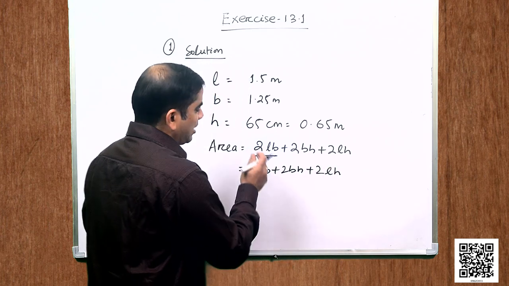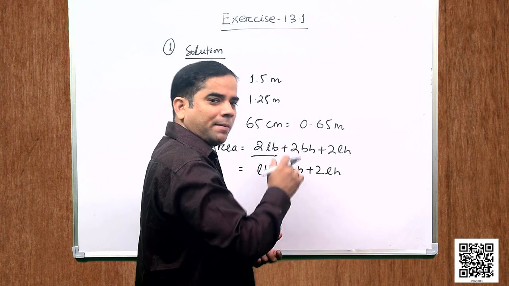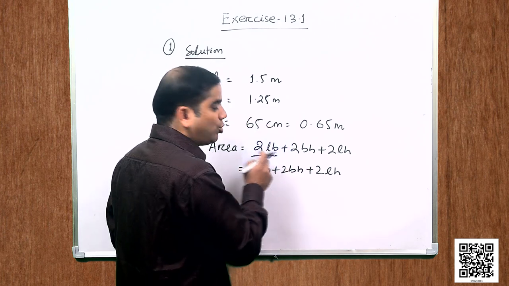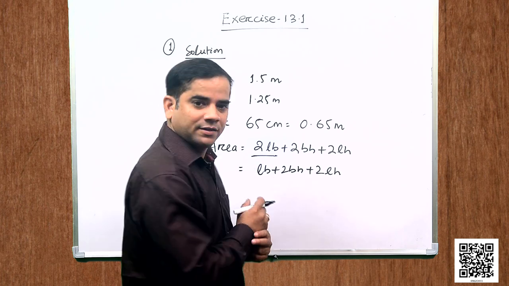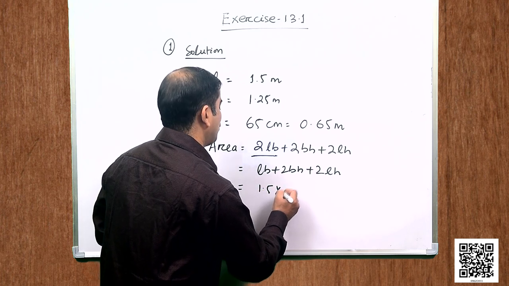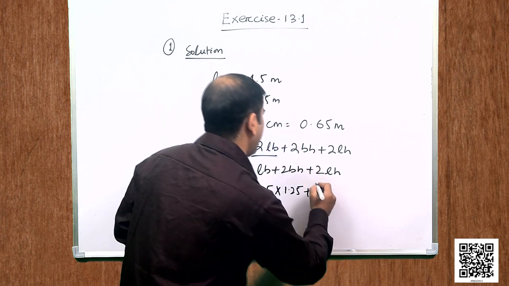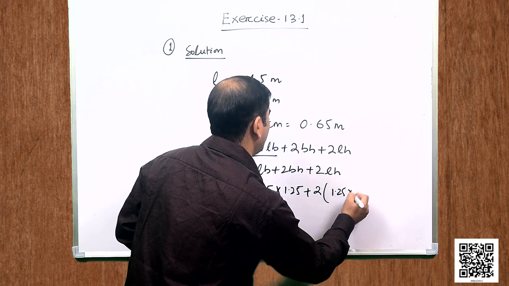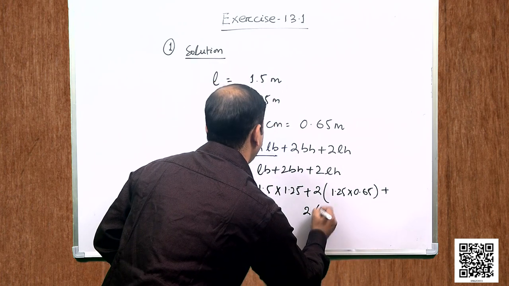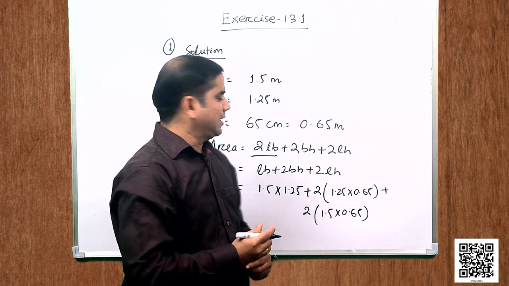Hope you understand this concept, because length into breadth, it is for the bottom and the top, that is why it is 2lb. But in this case, as the top is open, we have to exclude one of the areas of the surface. Fine. So, area is now equal to length into breadth, that means 1.5 into 1.25 plus 2 into breadth into height, that is 2 into 1.25 into 0.65 plus 2 into lh, that is 2 into 1.5 into 0.65.